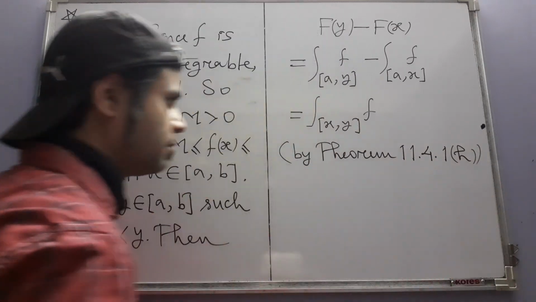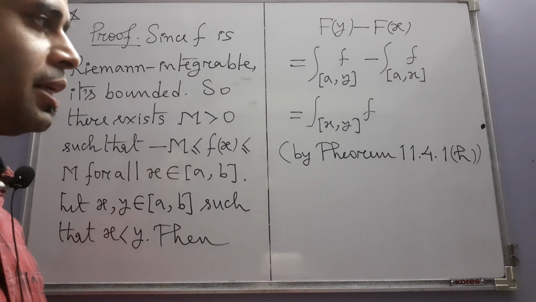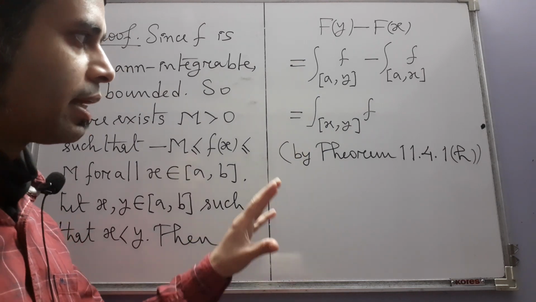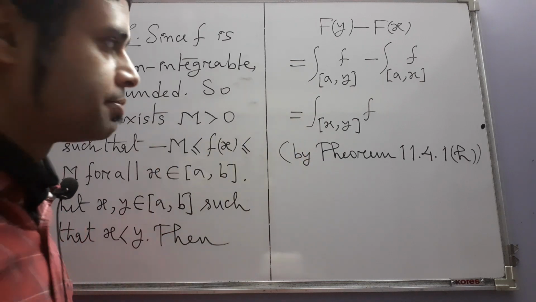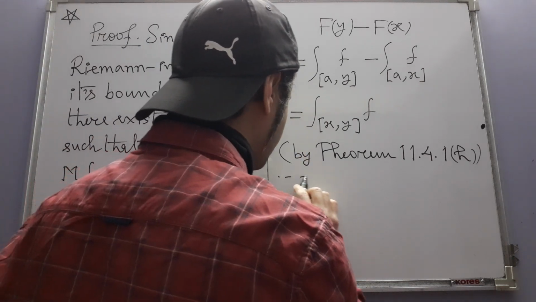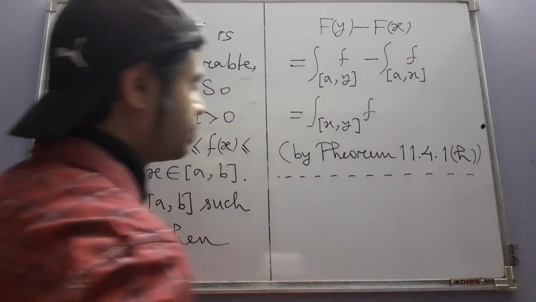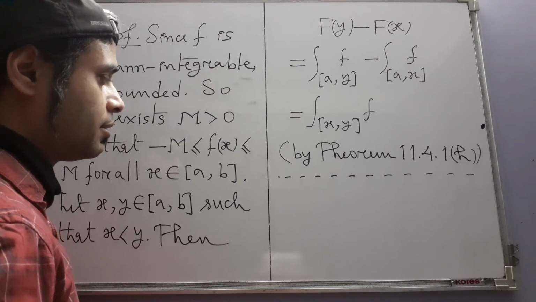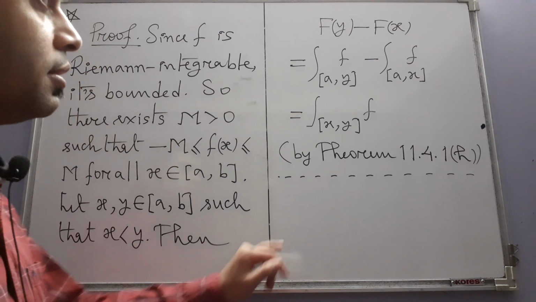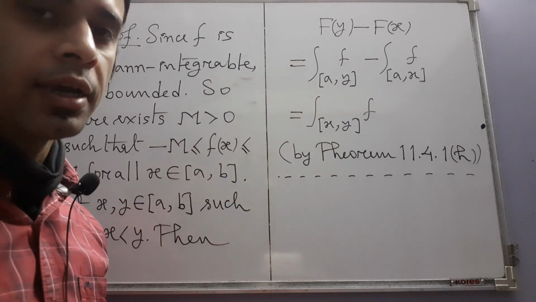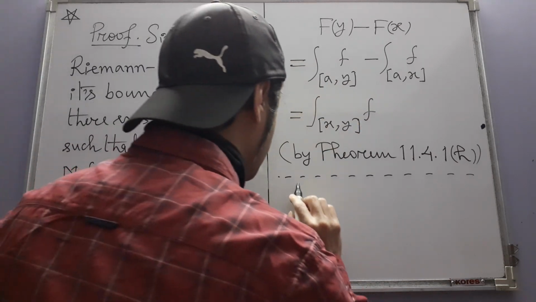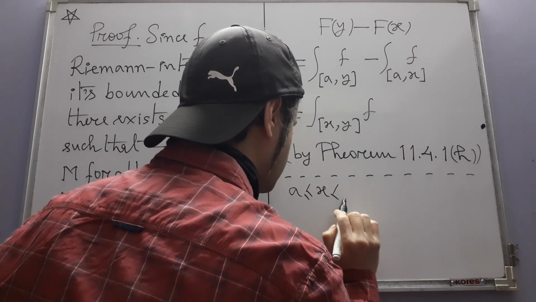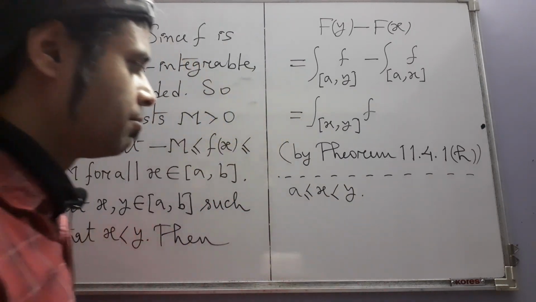But exactly how? Let us take a moment to see exactly how we are getting this. It's not very difficult. You see, what is the relationship among these real numbers a, x and y? The relationship is this: a is less than or equal to x and x is less than y.